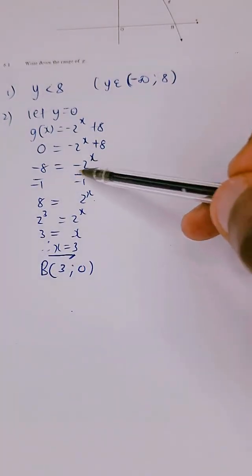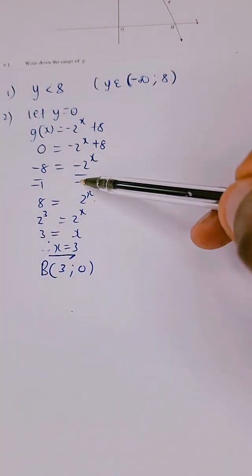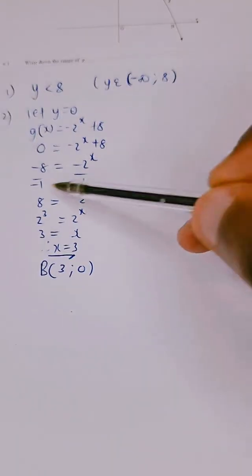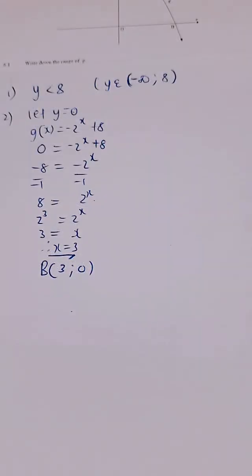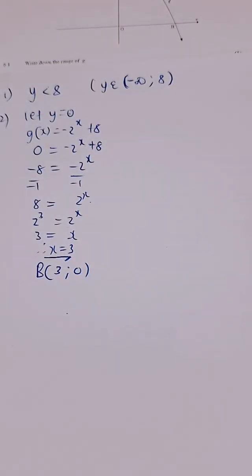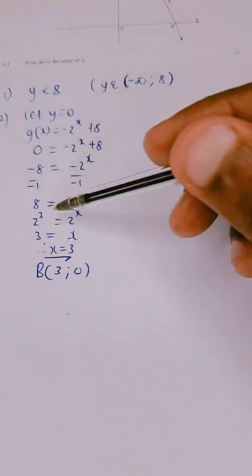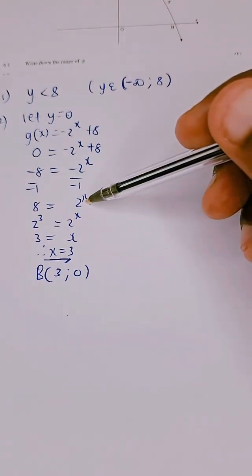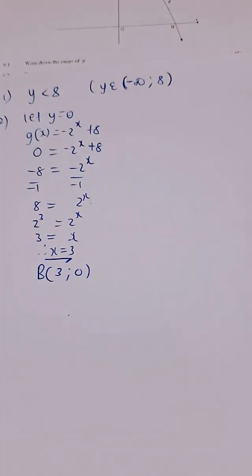See, we divide by that negative 1. We get 2 to the power x. We change 8 to a prime base. Using the calculator, we can say 8 is equal to shift fact, and it will give us 2 to the power 3. Or we know that 8 can be written as base 2, but 2 raised to what? To the power 3. Okay, that's how we get x is equal to 3.